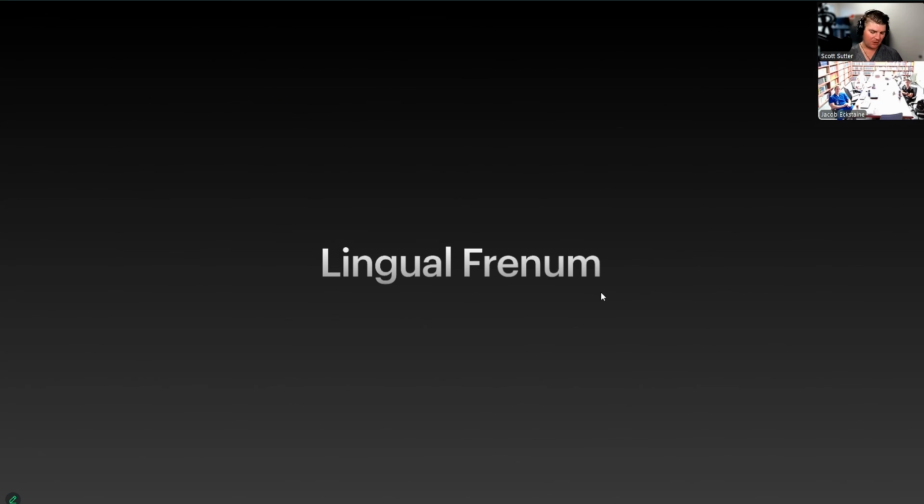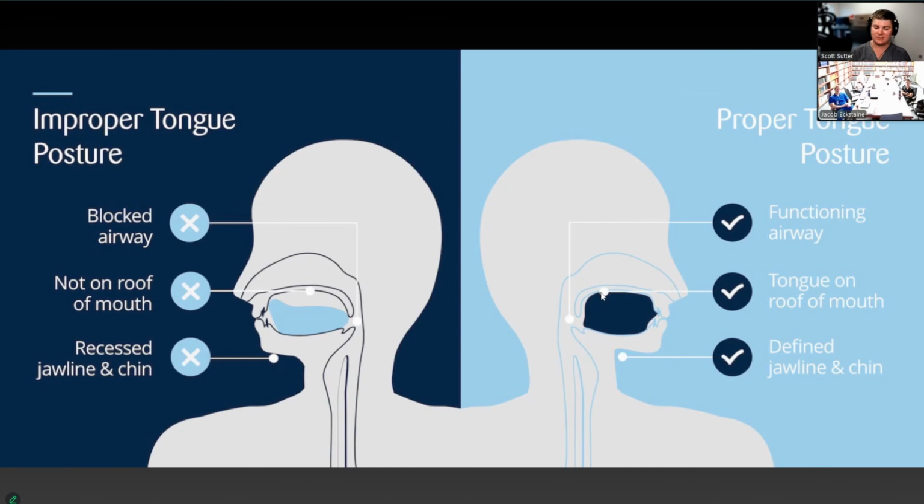Talking about the frenum, like I said, I still have one, even though it's been cut, because that little bastard just loves to come back. If you can't get the tongue in the right position, what's going to happen is your airway is going to be blocked. If it's not on the roof of the mouth, it's going to cause your jaws to grow improperly.